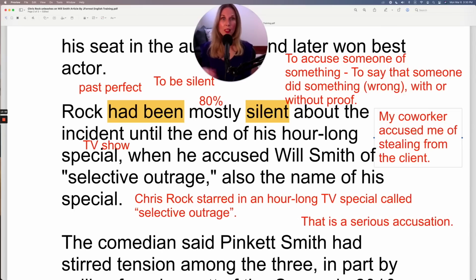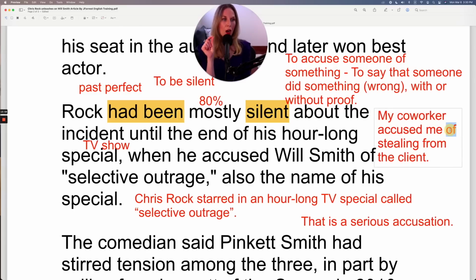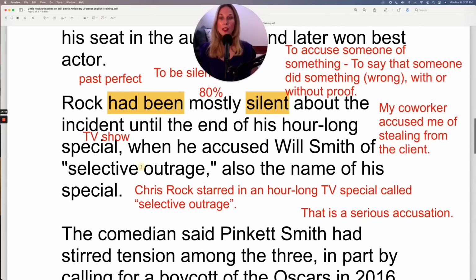Now, what do you notice grammatically? You accuse someone of something. Now, because we have that preposition of, you need the gerund form, the ing form. So of, and then if you have a verb, you need the gerund. Now here, selective outrage, there is no verb. This is a something. This is a noun. So of course, you can have accuse of, and then you can have a noun as well.